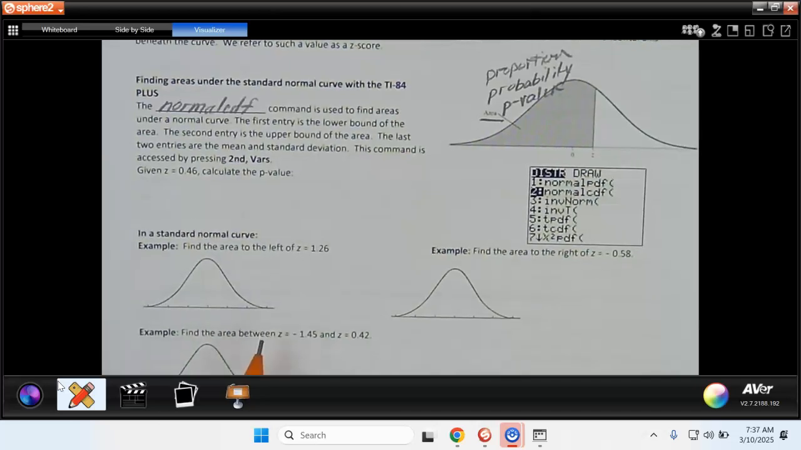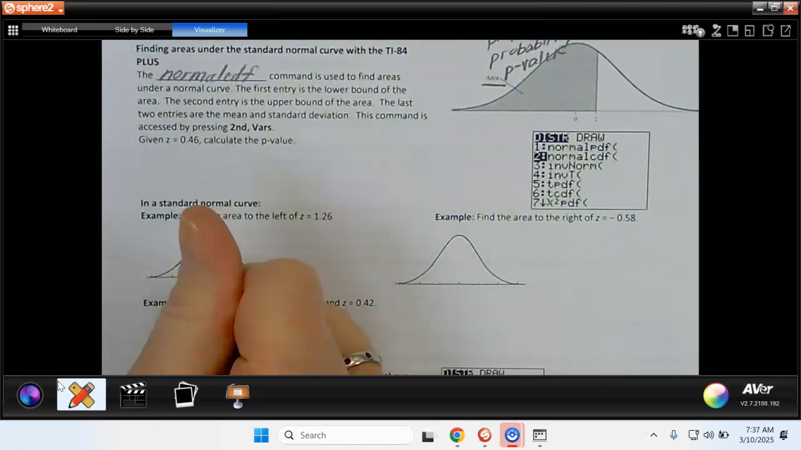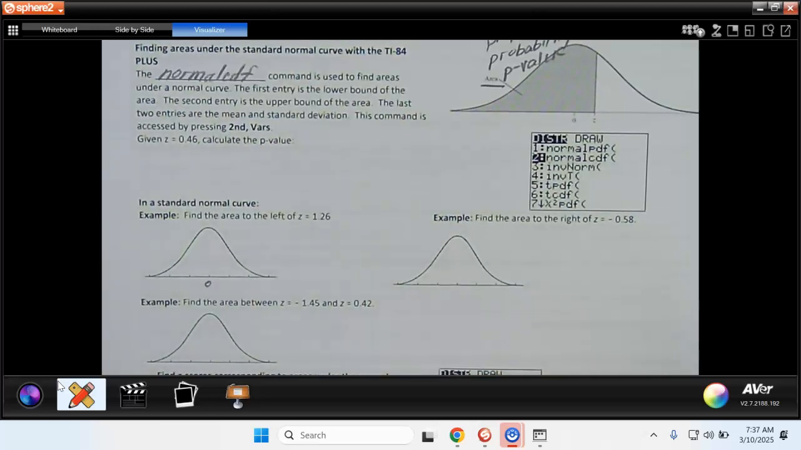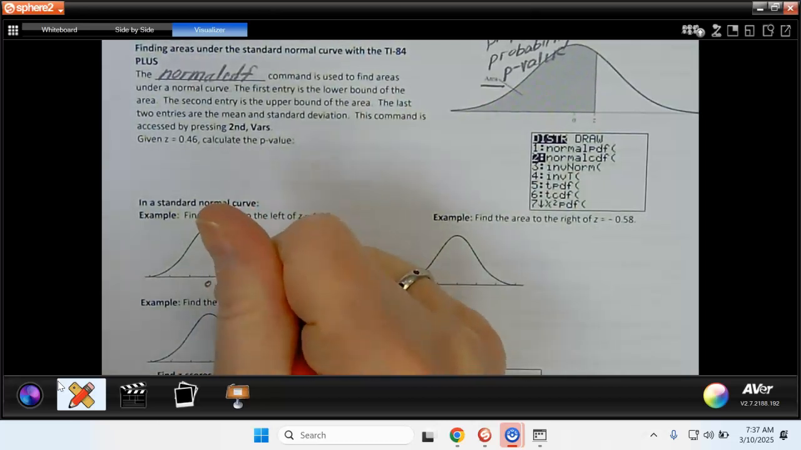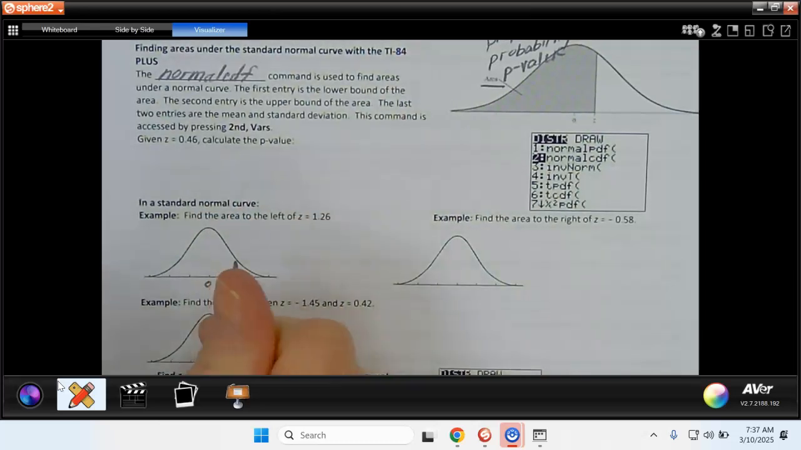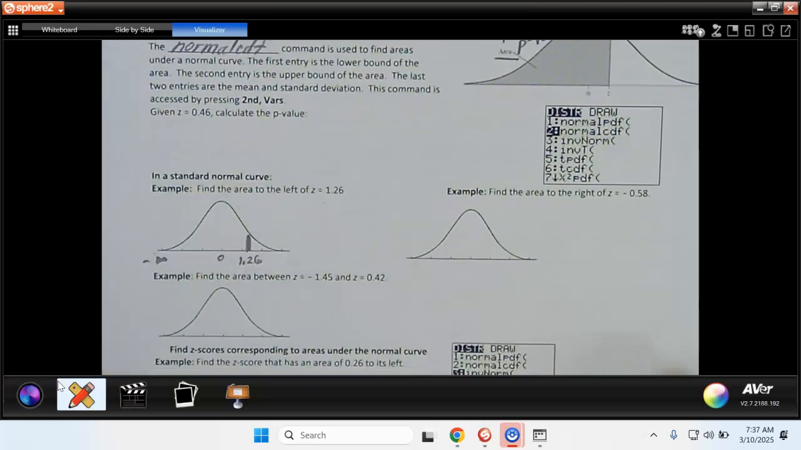Okay, find the area under the curve to the left of z equals 1.26. So when you see z, that means that this one is 0, and these are counting by 1. So 1.26 would be right here. And this would be negative infinity down yonder way.